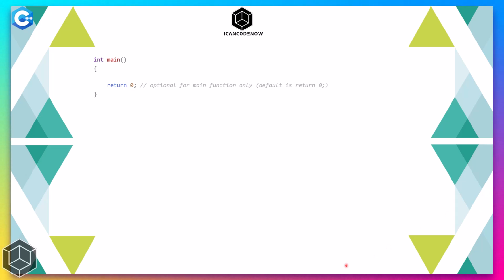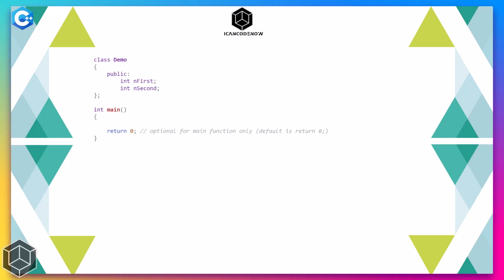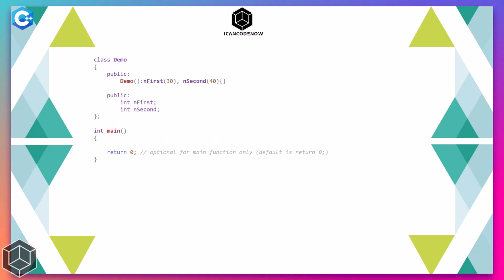Let's continue on, and let me create a class demo. In this class we have two variables, first and second, and both of these are public for now. Let's create a small default constructor, initializing these variables with default values. Next step, let's create an object of that class. This will call the default constructor, meaning that first and then second will be initialized to the default values.